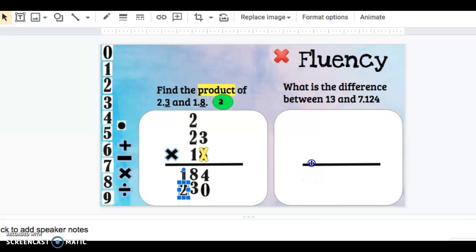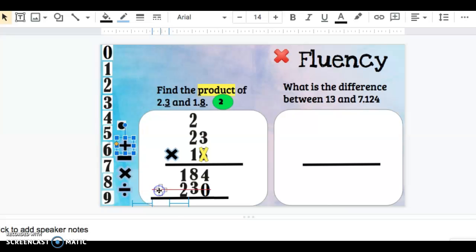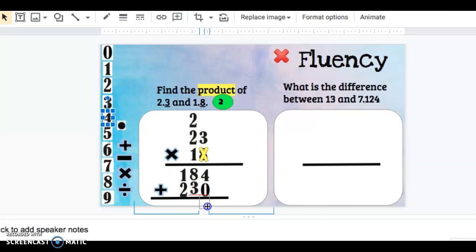Okay, and it's okay again if you go off the page, that's fine. You're going to have to now add those two numbers up. So we begin to add them up. We have 4 plus 0, 4. 8 plus 3 is 11.